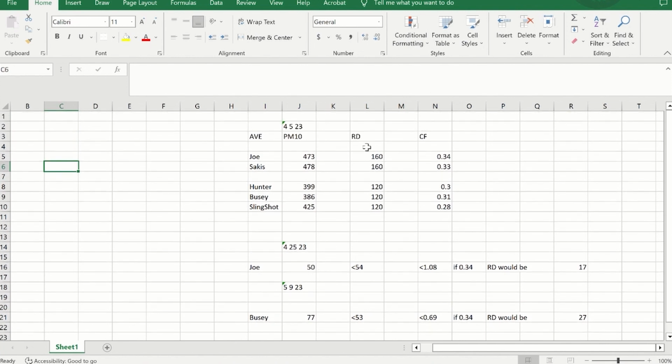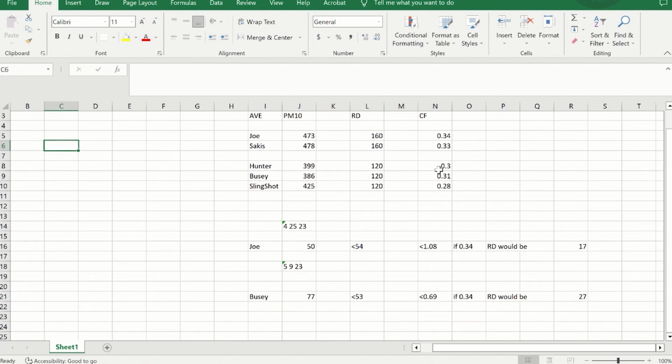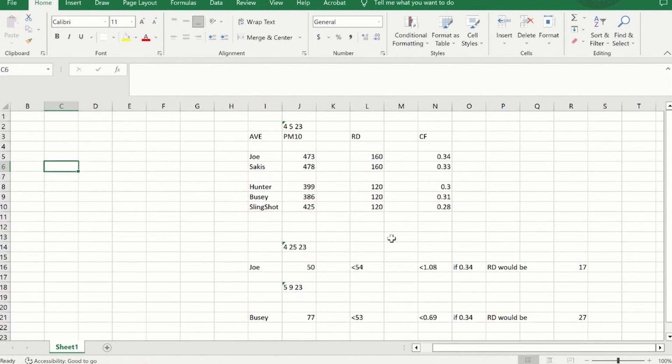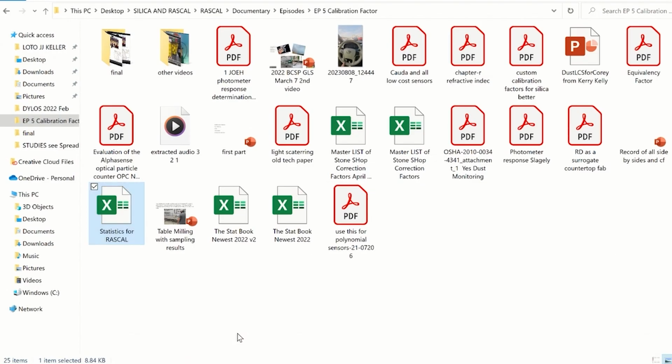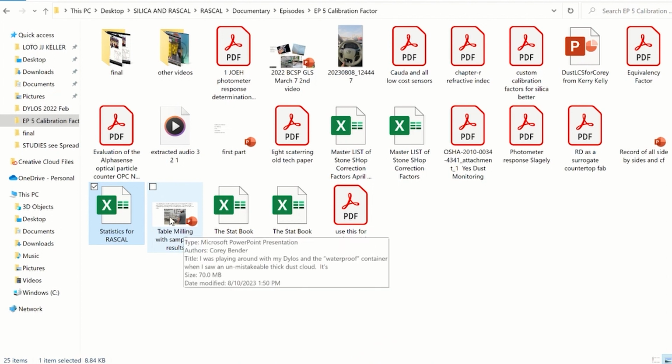But this is the exciting part here, a whole different sensor. Again, still a PM10, PM2.5, but I've so far gotten similar correction factors to the Dialos. Now to show you this, let me go to an actual example here.